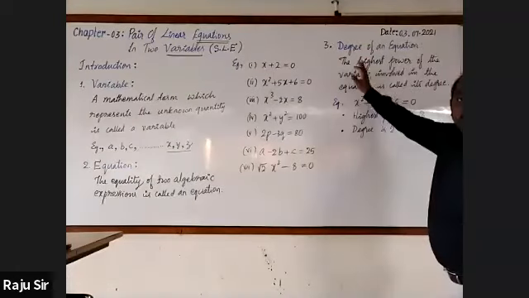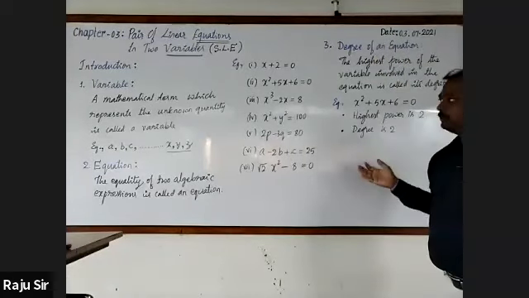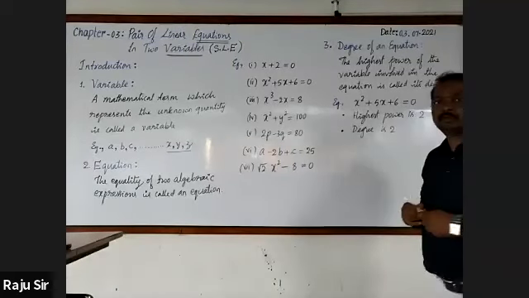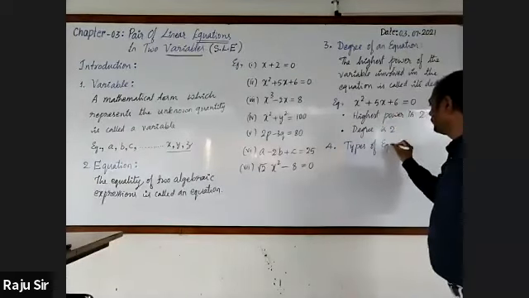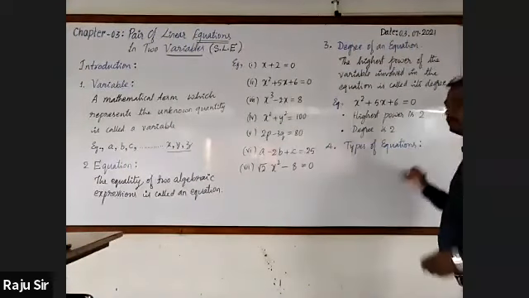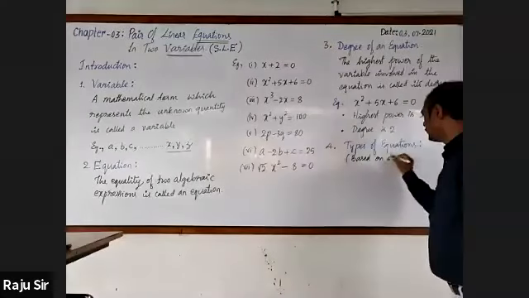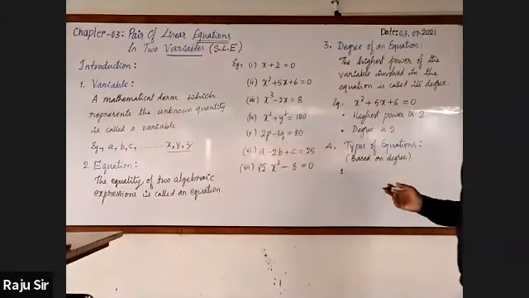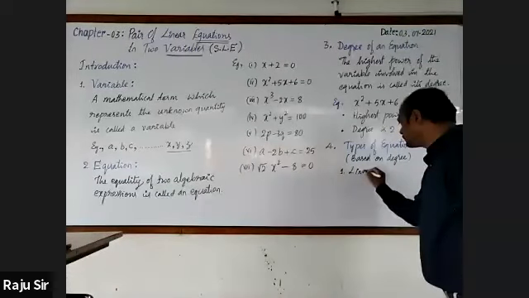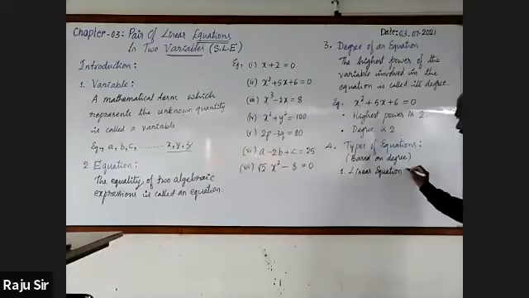Next, we all know that the equations are to be classified based on their degree. So now we will come to know the types of equations. Fourth one, it is types of equations. In bracket, you may write based on degree. One by one. We know that an equation of degree 1 is called linear equation. In bracket, you just write degree 1.